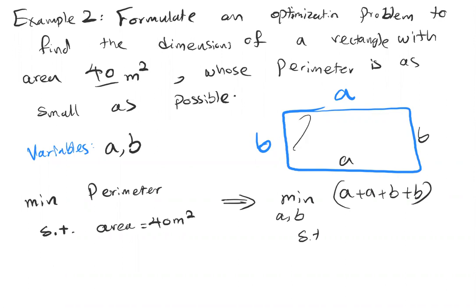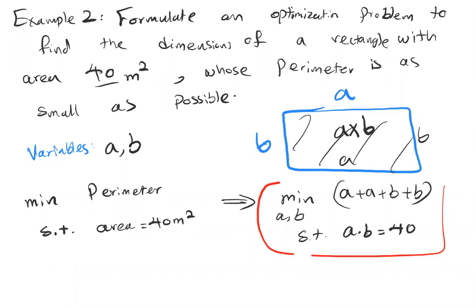So what's the area of a rectangle? It's A multiplied by B. A multiplied by B is equal to 40. So this is the optimization problem that we can formulate to find a rectangle with an area of 40 meters squared with perimeter as small as possible.